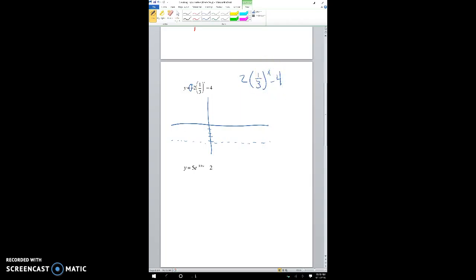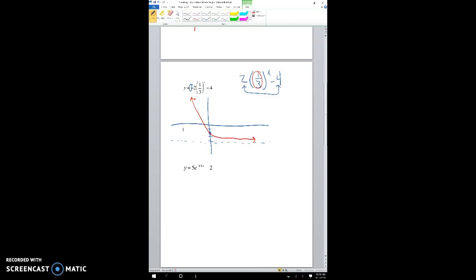If that were the case, it's not, but if it were, then the y-intercept would be at negative 2 right here, because a plus c is negative 2. And it would be a decay function. The base is 1/3, which is less than 1, so it would look like this.